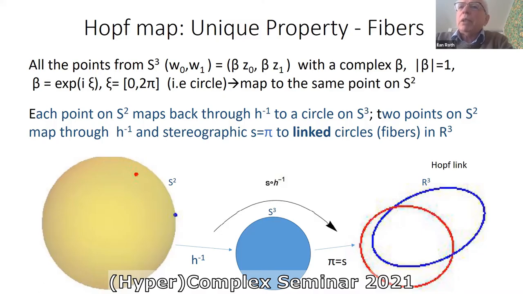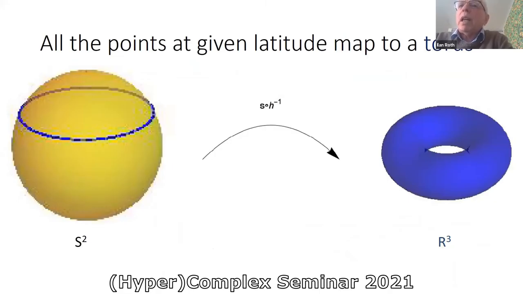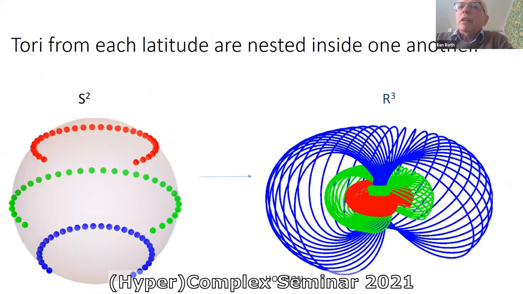evolution of possibilities. So if I take not one point, but a whole latitude of points, I automatically make a lot of circles which are linked, and they create a torus. And the structure is very appealing, because if you take, in this example, three latitudes with different colors, you create nested tori with each other. That's what is very often called the Hopfion. And this is something that is well known in the circles of topology.